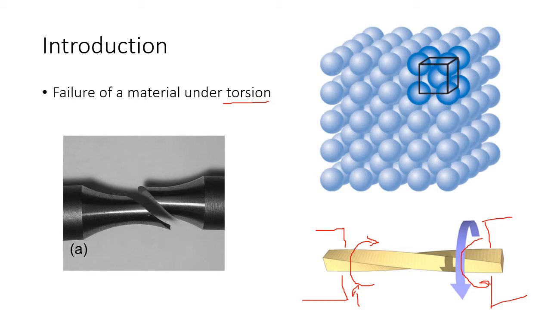So remember that both the movements should occur at the same time. At the same time, you should apply this clockwise movement on the left hand and counterclockwise movement on the right hand. Then that drill bit is subjected to torsion.